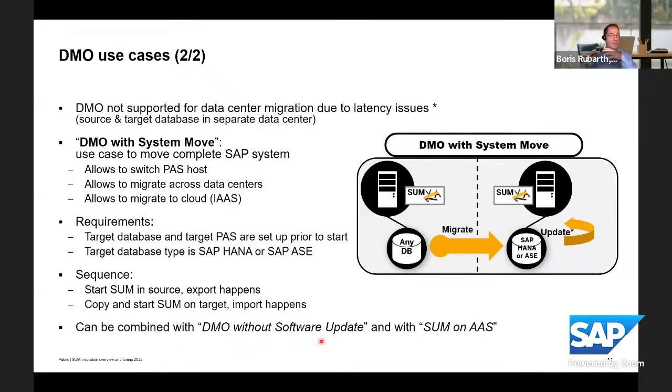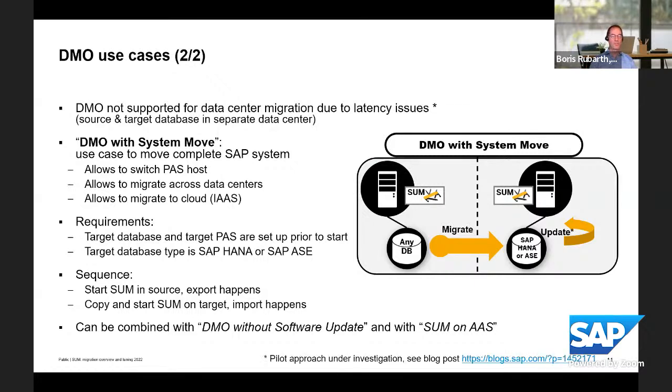So if your source ABAP stack is on a level sufficient, then you can use this. And you can even use this to run in the source, for example, the software update manager on an additional application server to have a better performance. That can be combined. So these were the introduction slides on DMO, on the database migration.